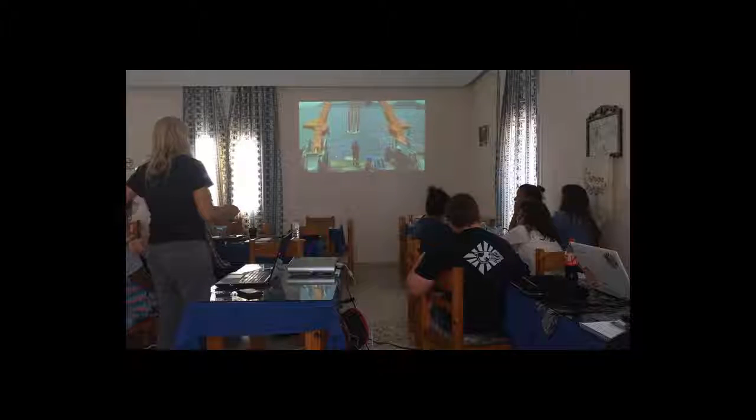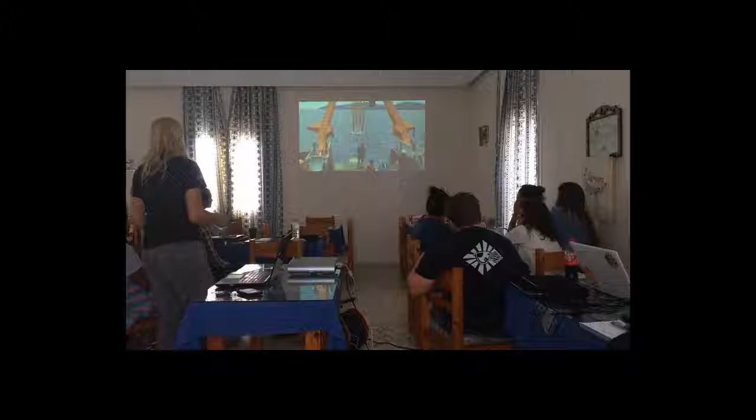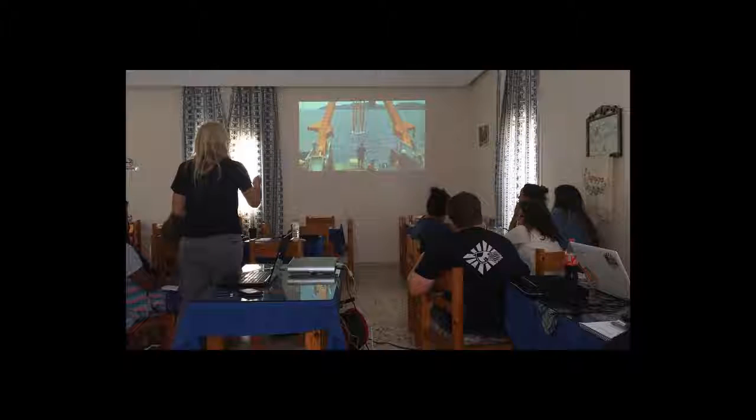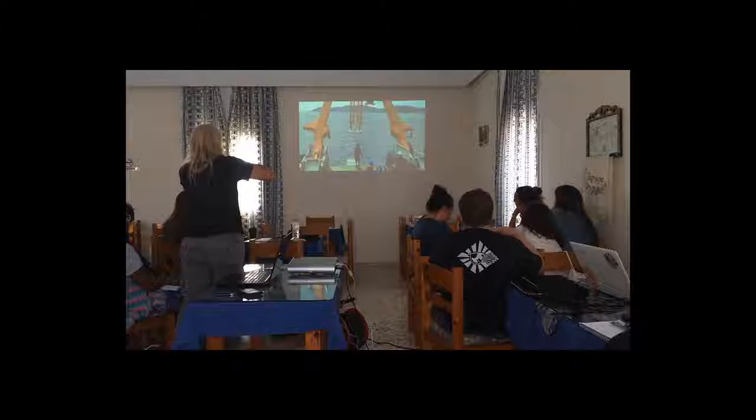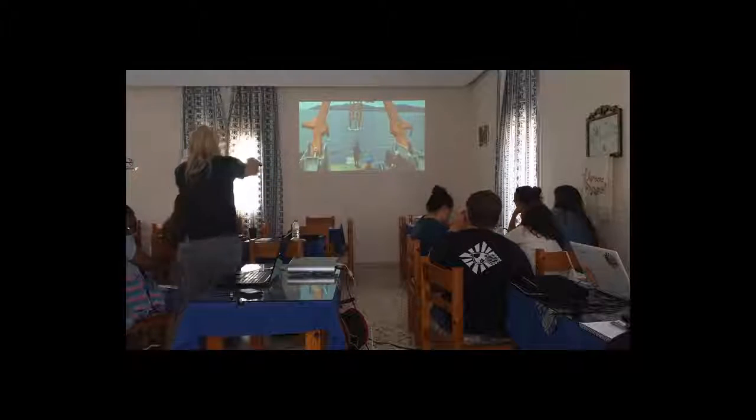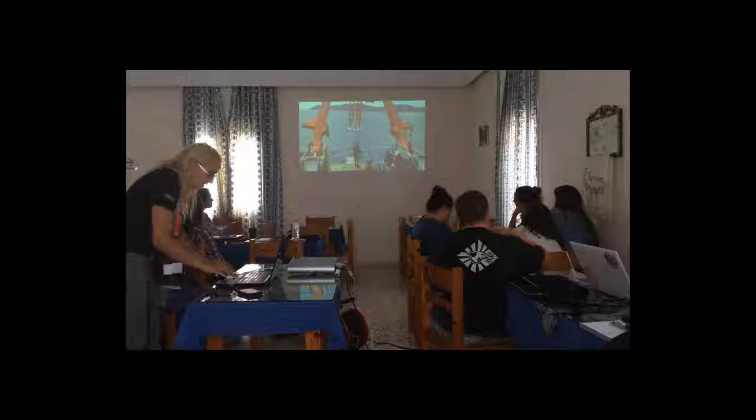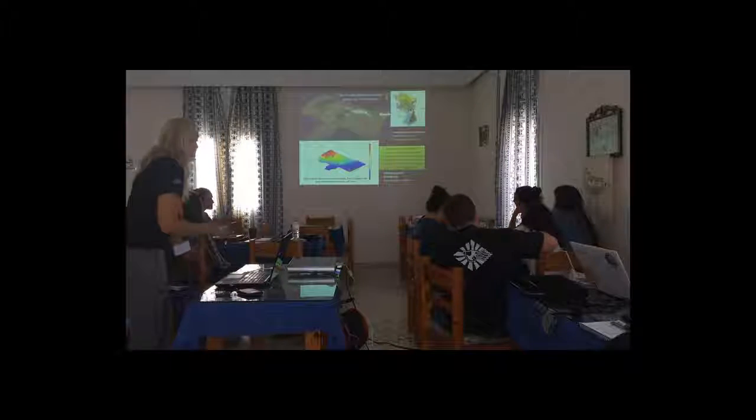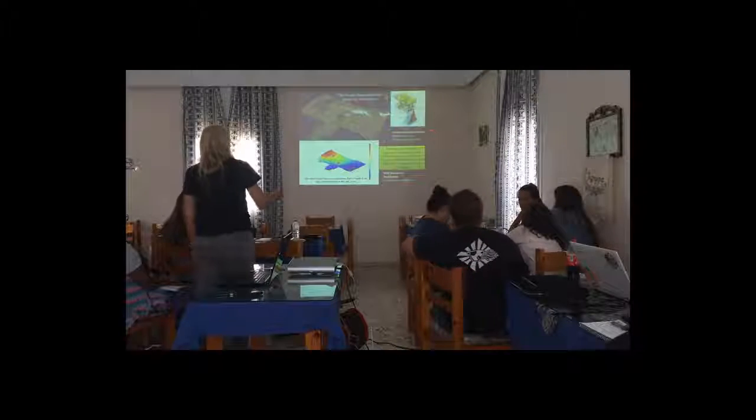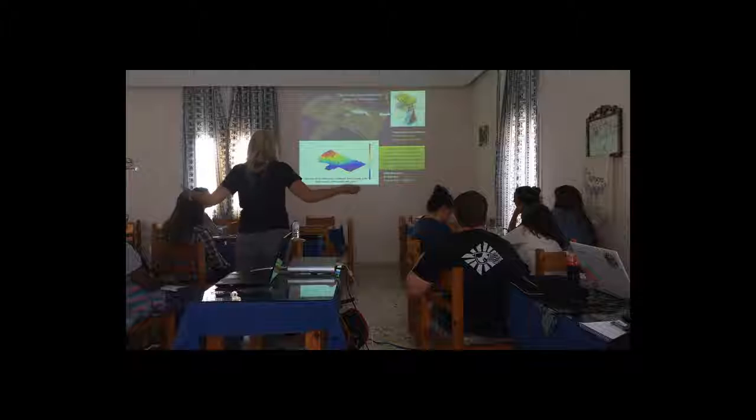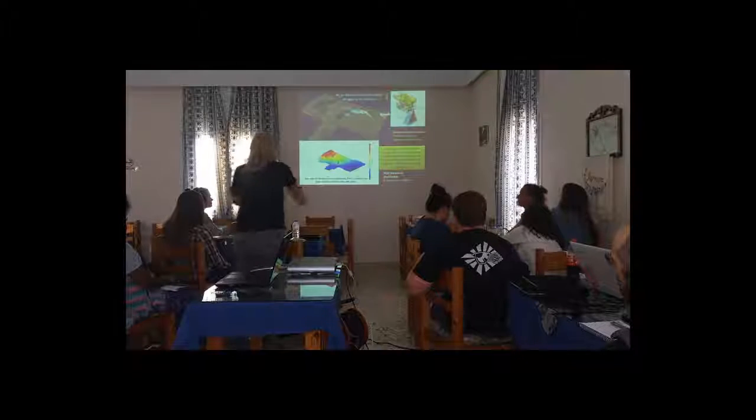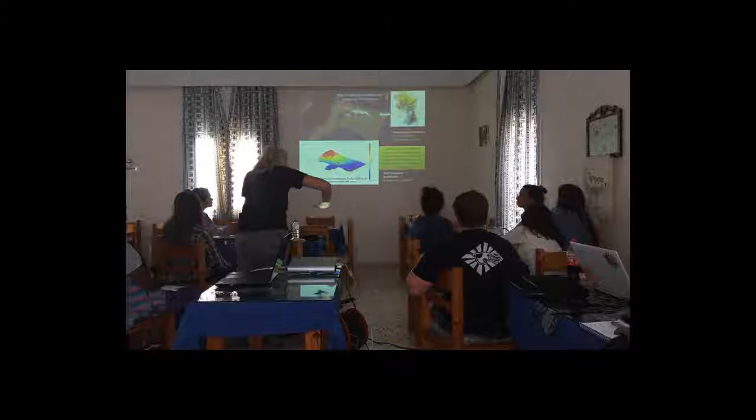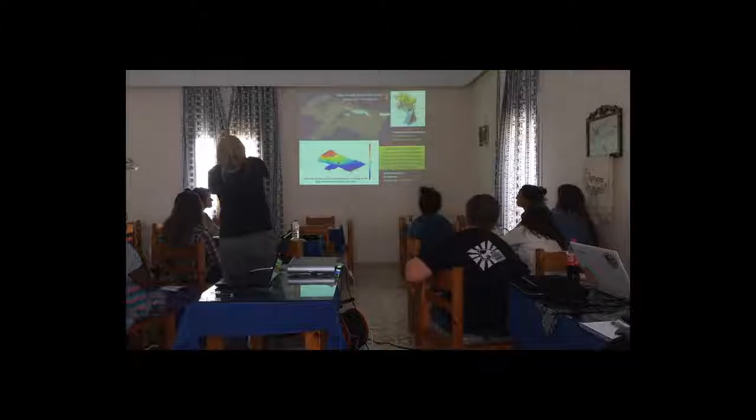So we are using ROVs also to map the seafloor, because you can install the multi-beam system in the ROV, and you can be very close to the seafloor. So we did that in 2017. You can do the swath bathymetry using resolution up to 50 meters, but if you want to be focused in a specific place and do a detailed mapping, you need to be close to the seafloor.